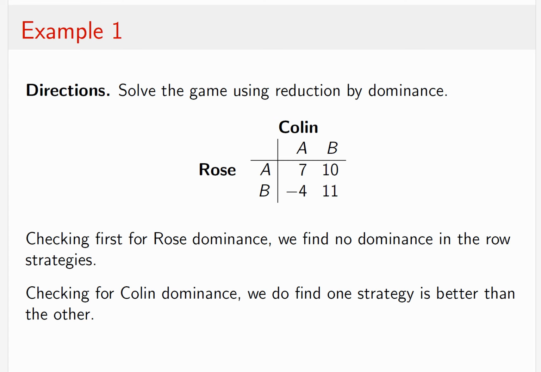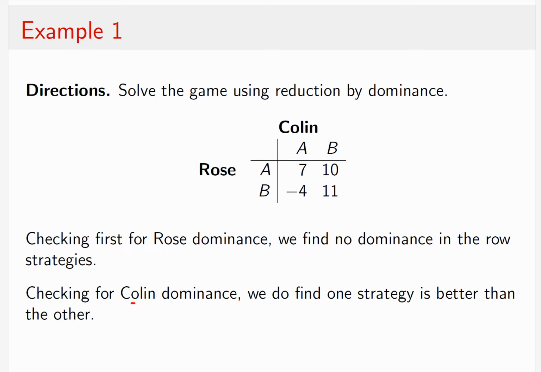So example one, solve the game using reduction by dominance. And let's first notice, I mean, I just always start with rows. Okay, 7 is greater than -4, but 10 is not greater than 11, right? So I don't have row A dominating row B. And yeah, the problem is, right, that the larger of the two values is up in the first case and down in the second, right? We're going in opposite directions. So Rose doesn't have dominance.